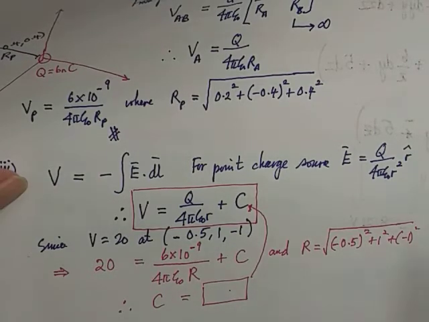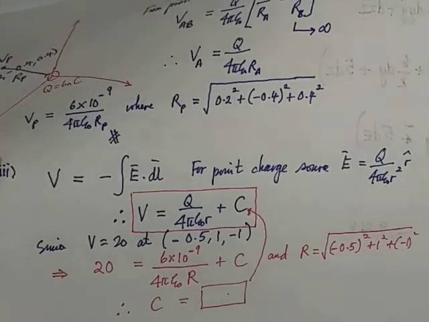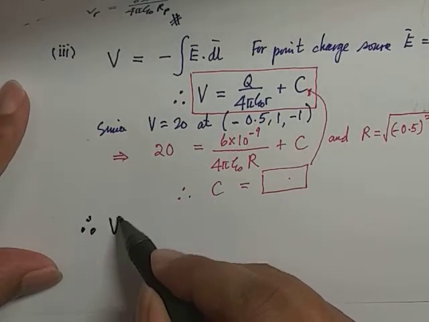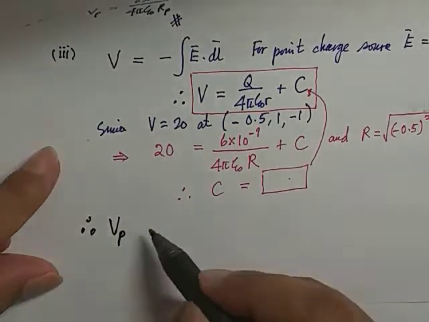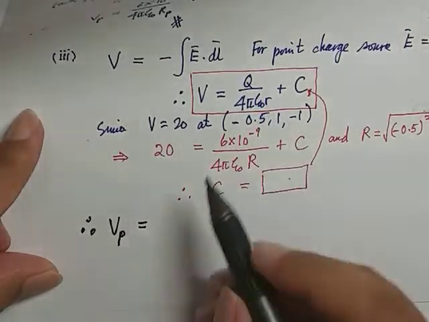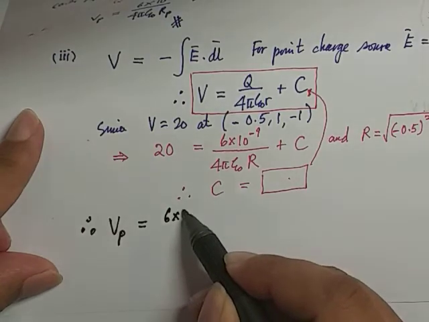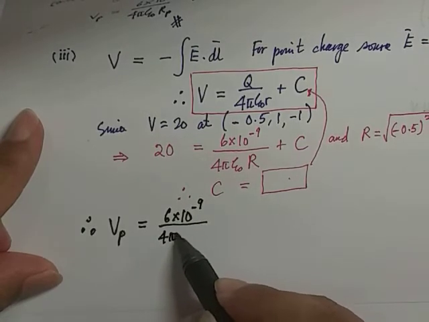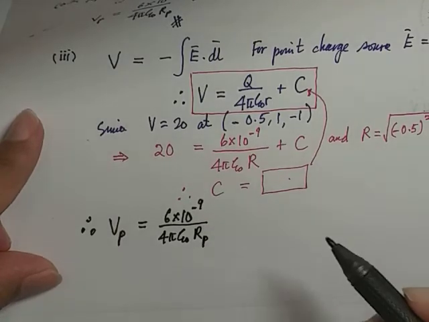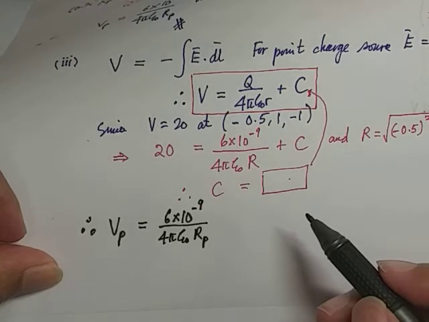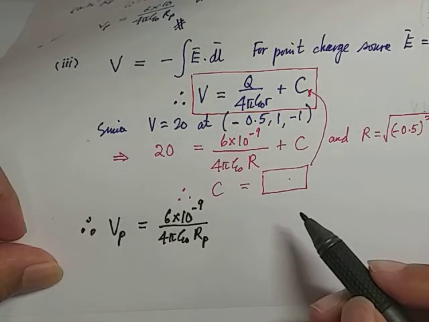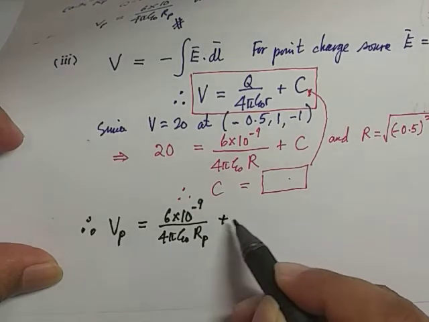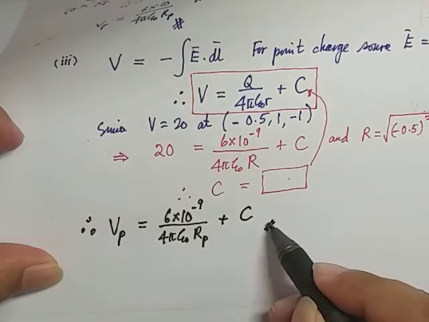Okay, so now let's proceed to our problem. So VP, remember VP, the potential that we want to find, is equal to Q, again 6 times 10 to minus 9, because the point charge is still at the origin, divided by 4 pi epsilon naught and RP. Remember the RP we used earlier, the distance from our source to the point P, which is minus 0.2, minus 0.4, 0.4. And remember to add the C. So you're going to get a numerical value.